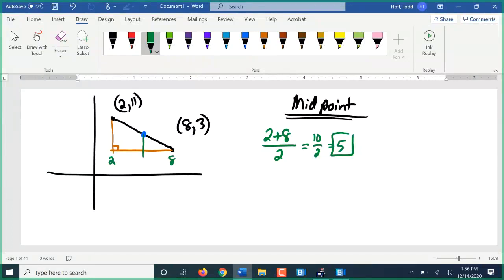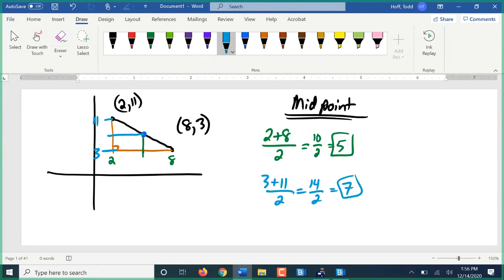For the y, it's a similar thing. I have a y coordinate here of 3 and one here of 11. The midpoint is going to be in the middle of that. So the middle of 3 and 11, I add them together and divide by 2. 3 plus 11 is 14, divided by 2 gives me 7.